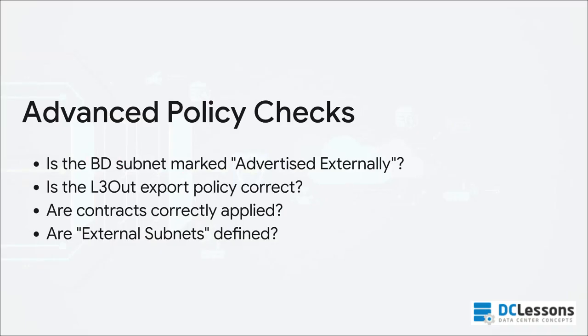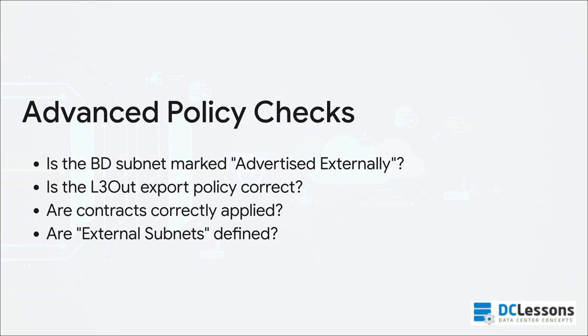Now, what if all your routing looks perfect? I mean, pristine, but traffic still isn't flowing? Well, 9 times out of 10, the problem is hiding in ACI policy. So here's what you check. First, is that internal bridge domain subnet actually checked to be advertised externally? If not, ACI will never tell anyone about it.